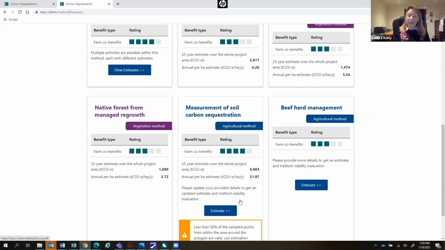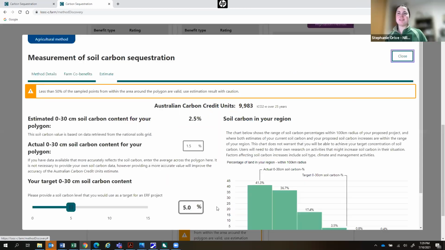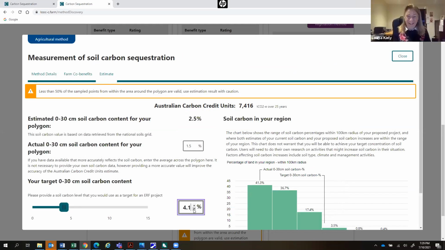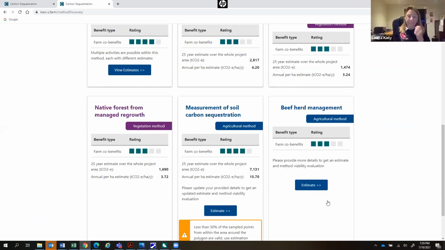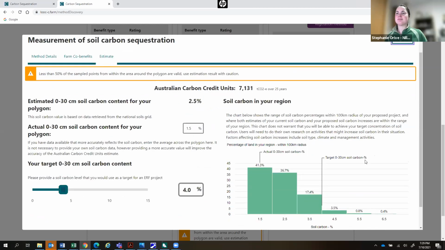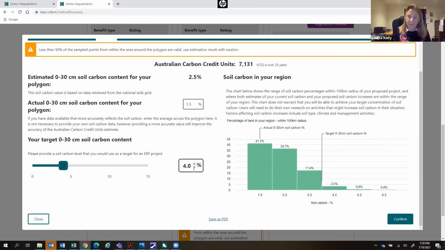Gee, I tell you what. It's a heap better than planting trees if you can do it, isn't it? But yeah, exactly. Now take it back down. 15. And we go confirm. And yeah, 15. Okay. So let's just do it for 1.5 to 3.